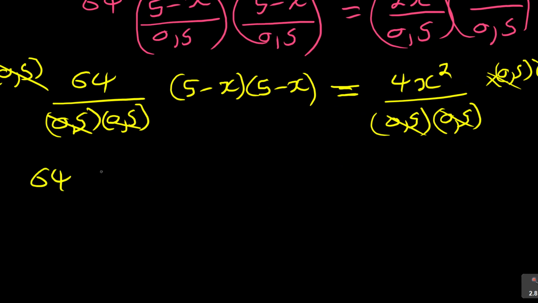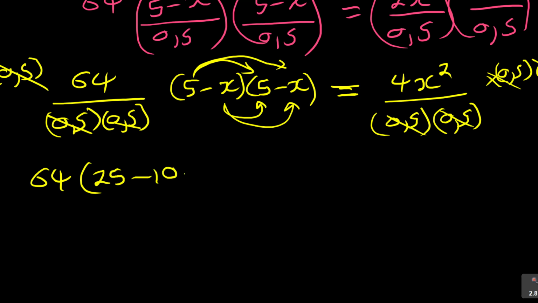64. Now let's open this. 5 times these, 5 times these, you expand these, and this 5 times 5, it's 25. 5 times x, minus 5x, minus 5x, minus 10x. Minus x times x is plus x squared, is equal to, here you get your 4x squared.